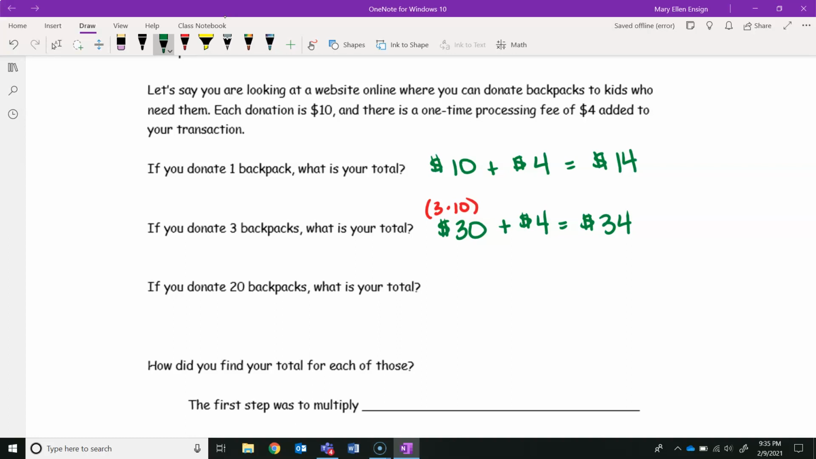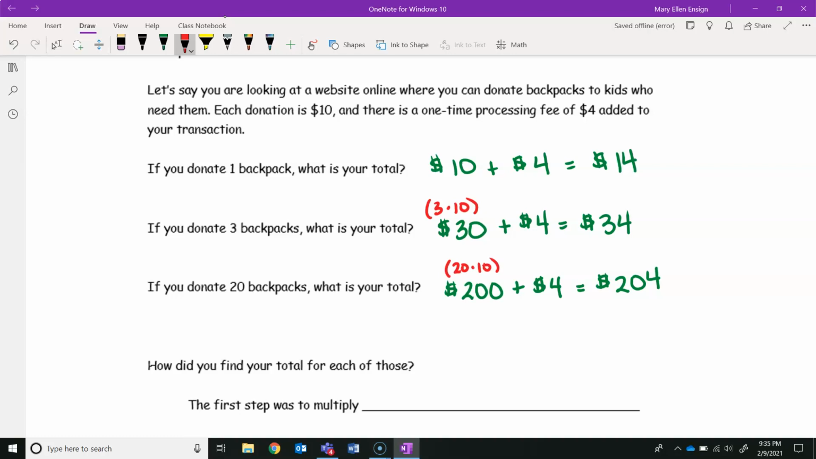20 backpacks. Well, the backpacks themselves, 20 times 10 is 200, so I'd spend 200 just on the backpacks, and then $4 more for that processing fee, so it's going to be 204. So again, this 200 came from 20 times 10, right? 20 backpacks at $10 each.